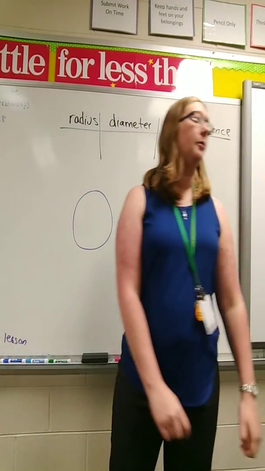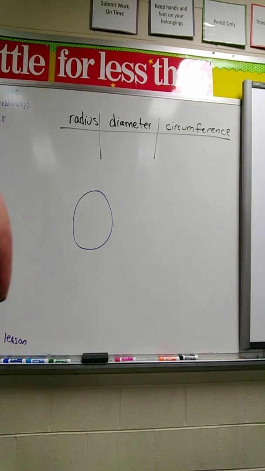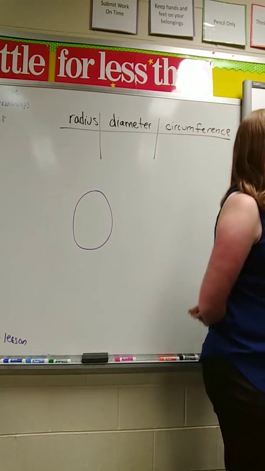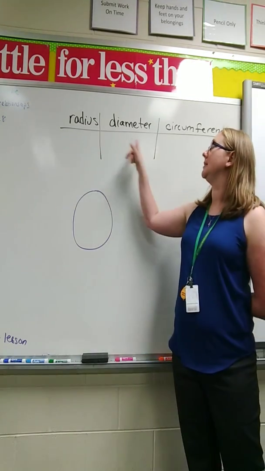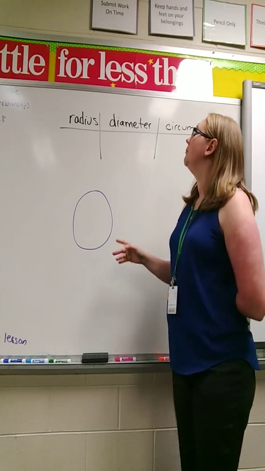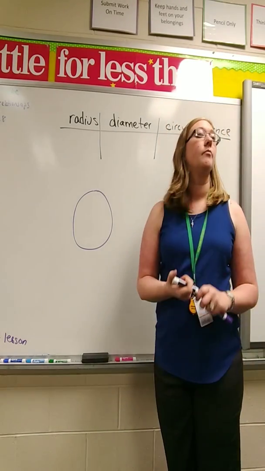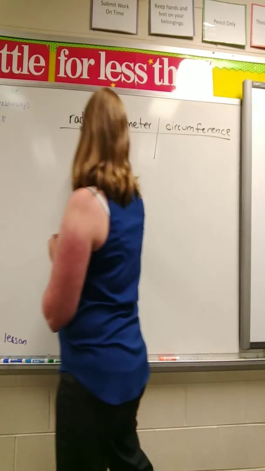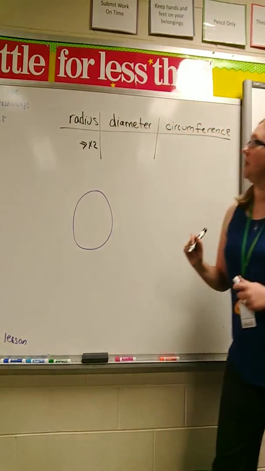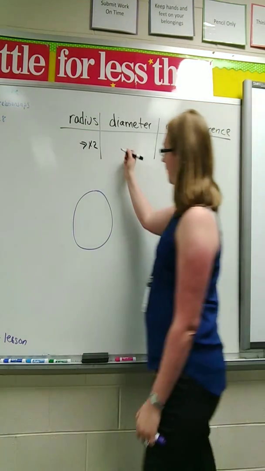This is Glencoe, Course 2 Math, Lesson 8-2 on the area of circles. When we talked last week in Lesson 8-1, we looked at the radius, the diameter, and the circumference. What do we do to get from the radius to the diameter? We multiply by 2. What do we do to go from the diameter to the radius? We divide by 2.